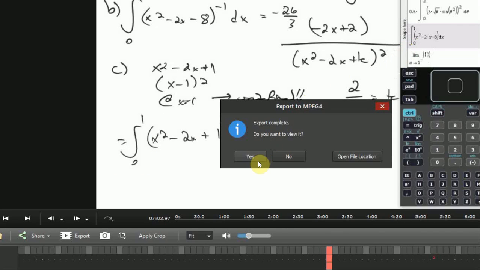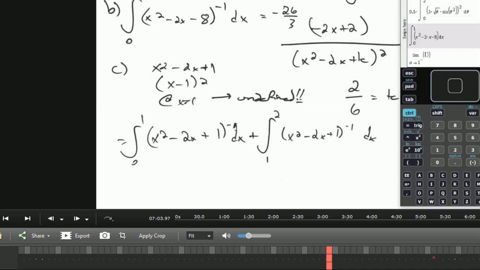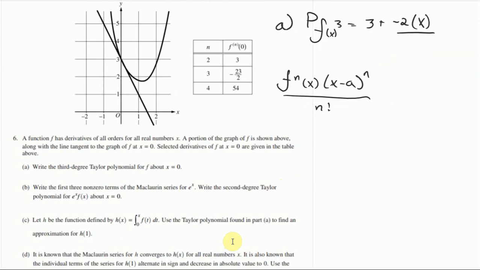Oh, yay, my export's complete. No, I don't want to view it. Let's get back to it. I nearly caught myself writing 1 factorial back there. It's going to have to not happen.